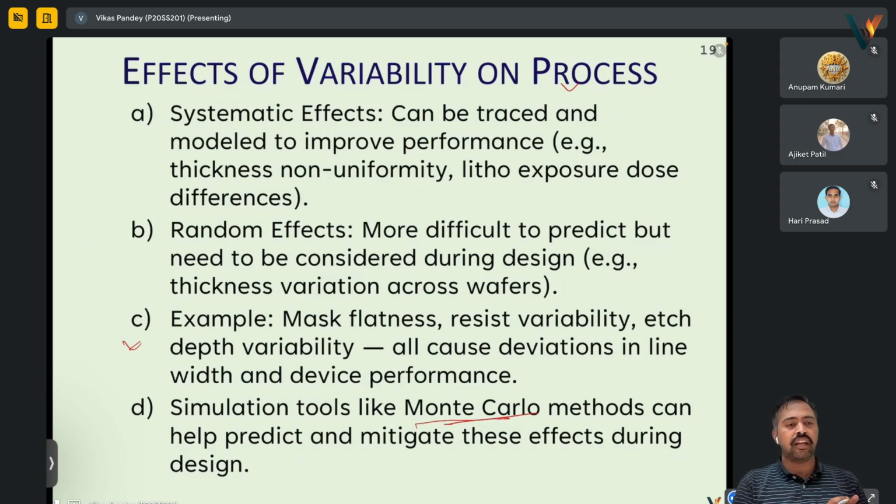I will not say error because they may not always lead to error. So variations. Such variations are put in simulation tools like Monte Carlo, and other tools are there that help predict and mitigate these effects during design itself.